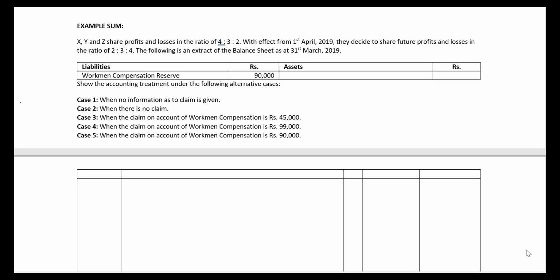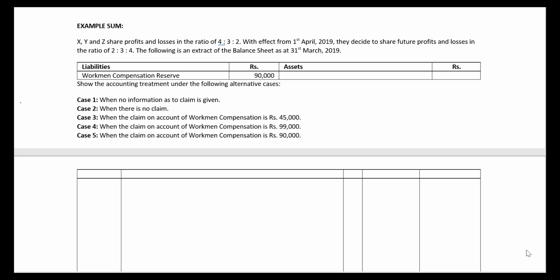Example: X, Y and Z share profits and losses in the ratio of 4:3:2. With effect from 1st April 2019, they decide to share future profits and losses in the ratio of 2:3:4. The following is an extract of the balance sheet as at 31st March 2019. On the liability side, we have Workmen's Compensation Reserve at Rs 90,000.